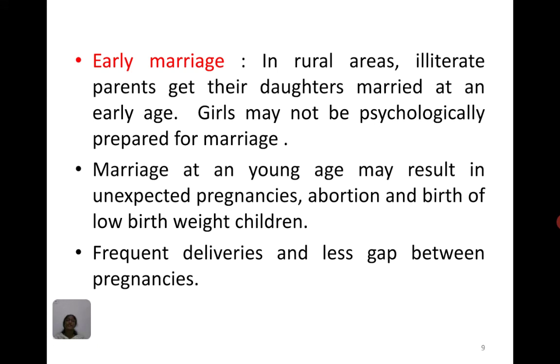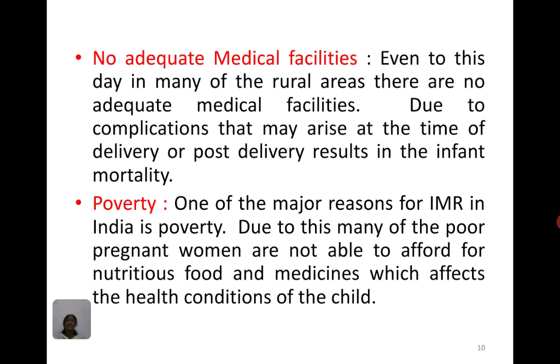Early marriage. In rural areas, illiterate parents get their daughters married at an earlier age. Girls may not be psychologically prepared for marriage. Marriage at a young age may result in unexpected pregnancies, abortion, and birth of low birth weight children. Frequent deliveries and less gap between pregnancies may also result in infant mortality.